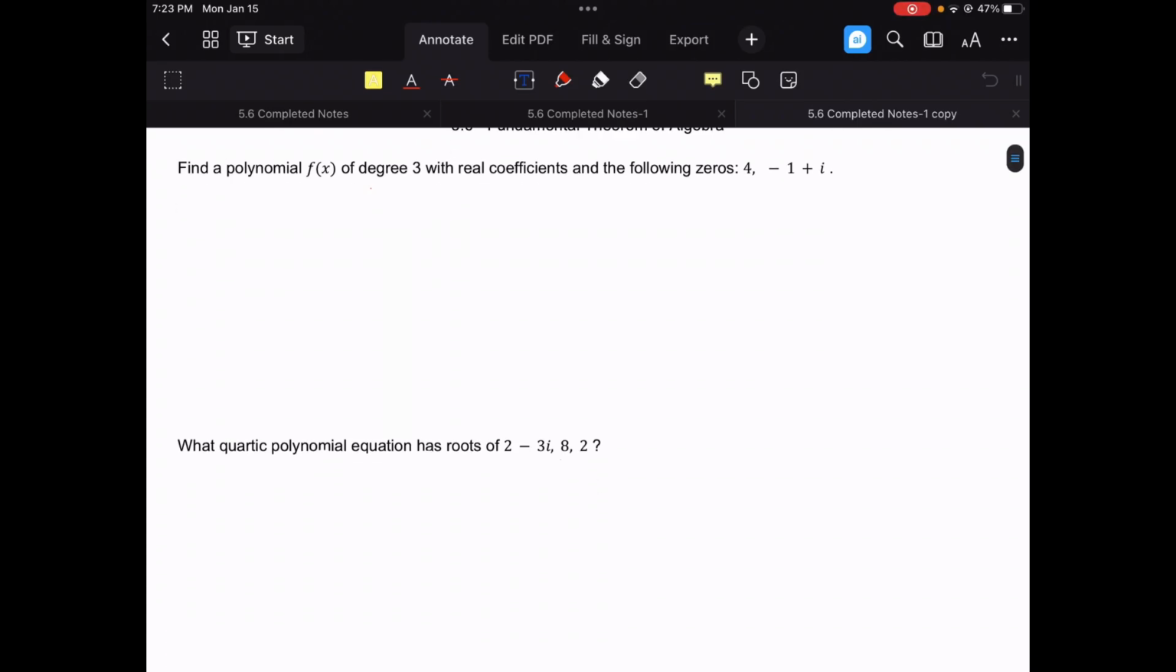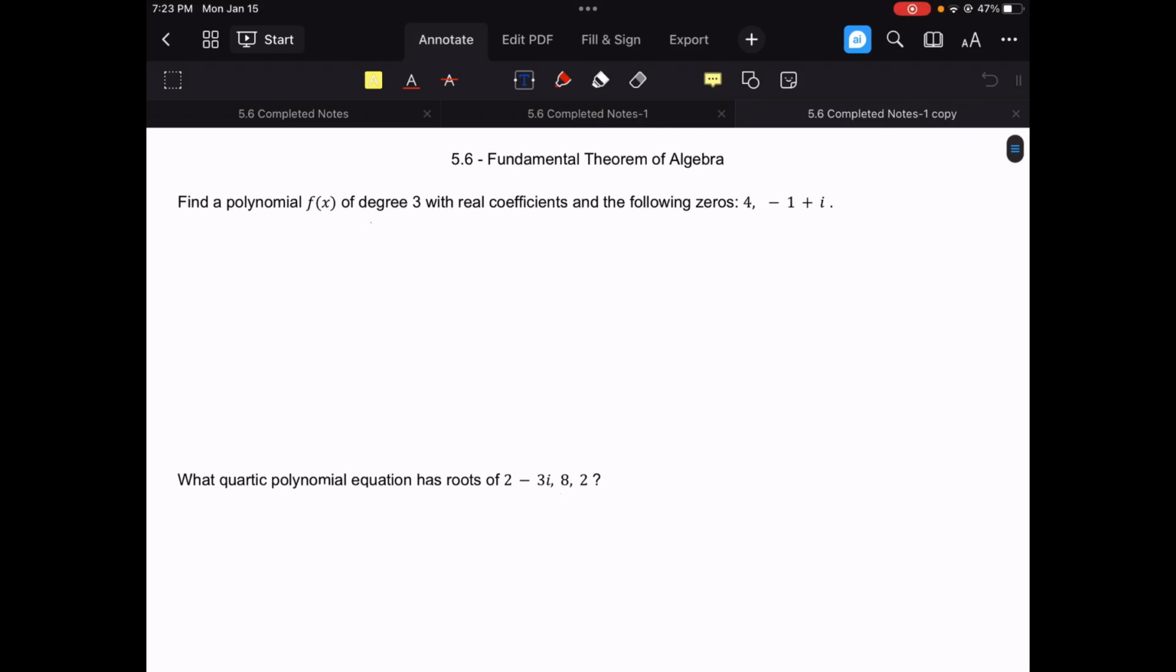All right, so we're going to take a look at 5.6, the fundamental theorem of algebra. The first problem says find a polynomial f of x of degree 3 with real coefficients and the following zeros: 4, -1 plus i. In this case they only give us two zeros, but because this is a non-real zero, we know that we can also account for its conjugate, -1 minus i.